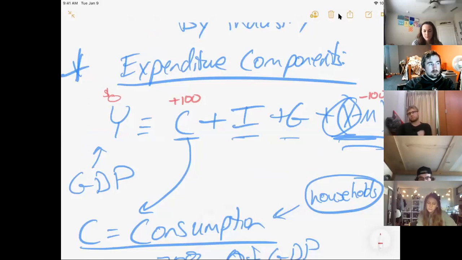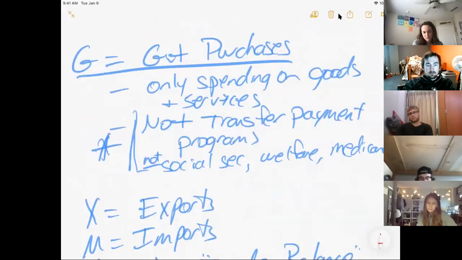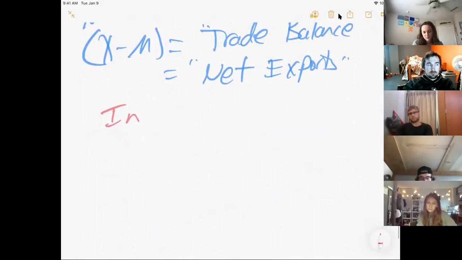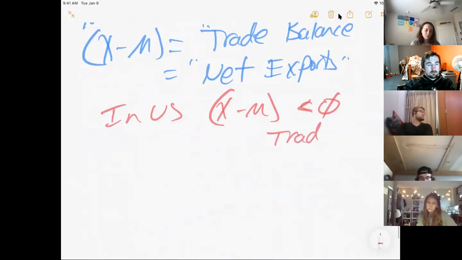That's why imports are subtracted, right? It's essentially to subtract out that portion of consumption or investment or government purchases that are not produced within the US. We know in the US that net exports is less than zero. In other words, we have a pretty significant trade deficit.